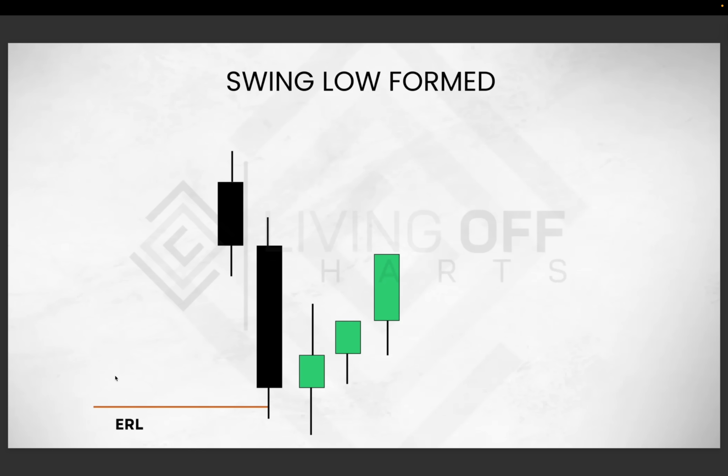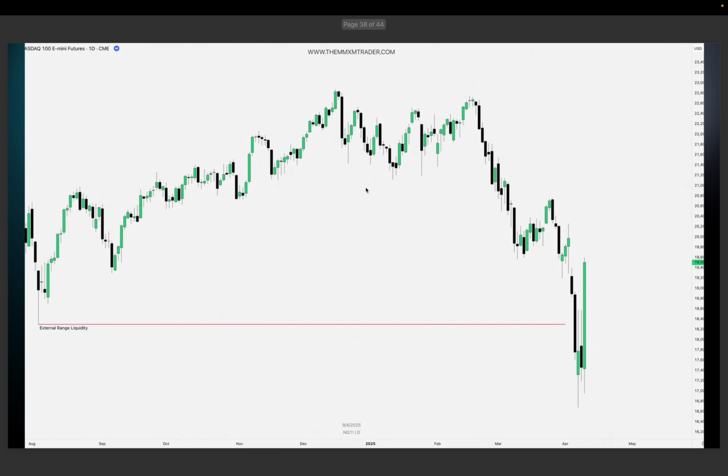Bullish example here, external range liquidity taken, bearish fair value gap just above us, right? Open here. And then we form a swing low. So the 4th day, we trade that up into the daily fair value gap, and that's our counter trend play, right?